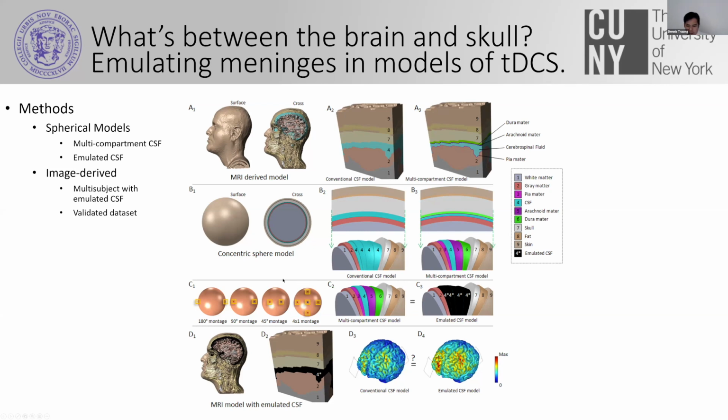configuration. We then took that sort of optimized, emulated CSF conductivity and applied it to an image-derived model and tried to compare conventional CSF with this emulated CSF to see if there was any difference. And we then took that same conductivity value for CSF and applied it to a validated data set to see if we could produce any changes there.